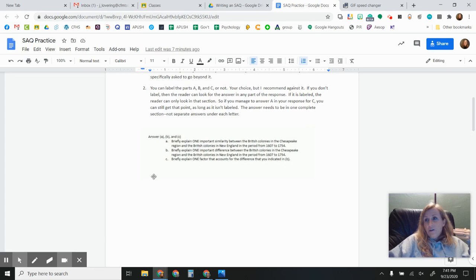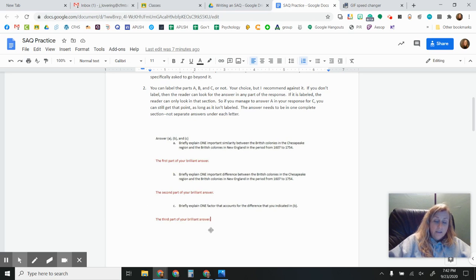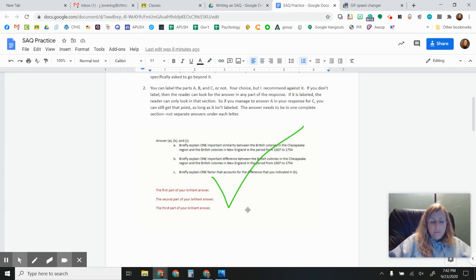You could lightly write A, B, and C just to make sure that you have answered all the parts of it, but then get rid of it. Do not separate your answers like this. Ultimately, you want all of your answers to fall below the text or the prompts like this. It doesn't need to be a paragraph. They can be in sections, just don't label them.